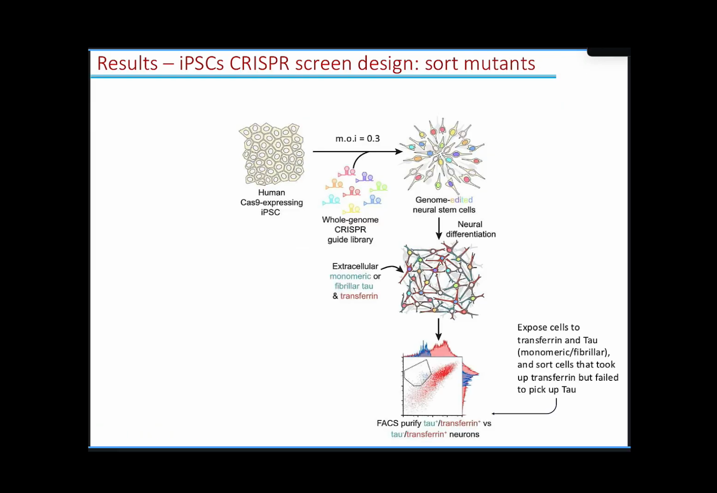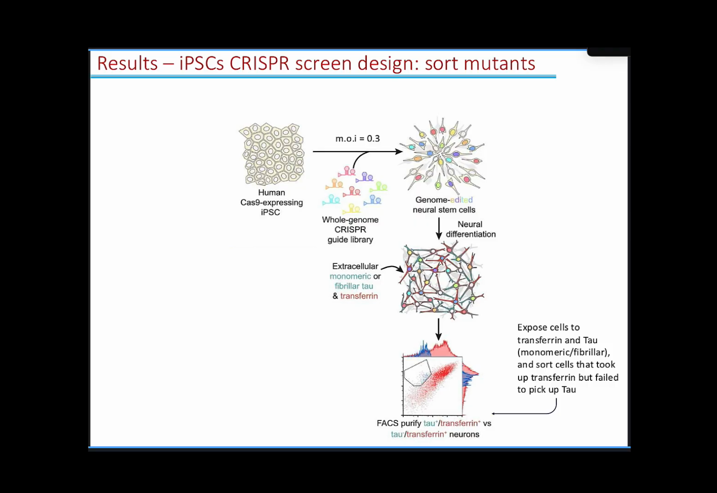The next step is to differentiate these iPSCs, which now carry Cas9 and a given guide RNA, into neurons. For that, they carry out a protocol of neural differentiation based on the conversation before. They incubate these cells with a bunch of molecules that we know can guide an iPSC to become a neuron, and in particular, an excitatory neuron.